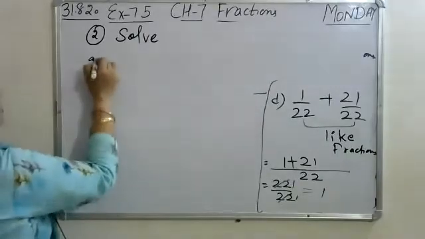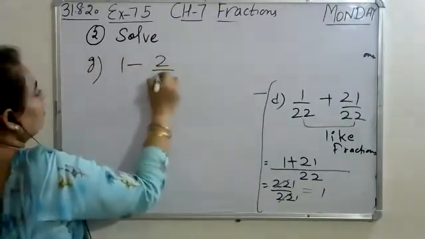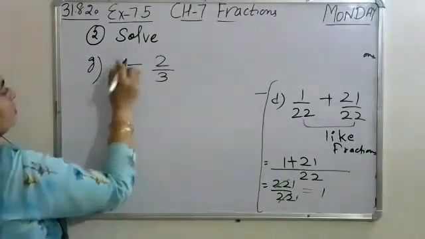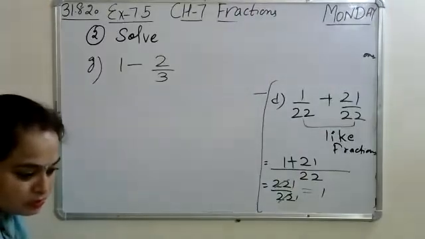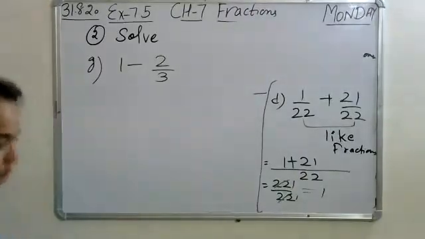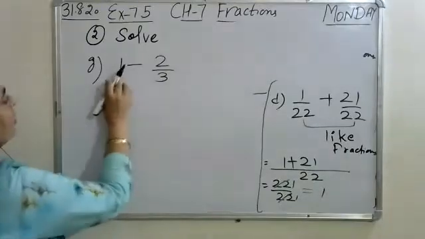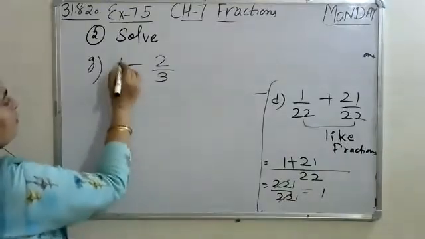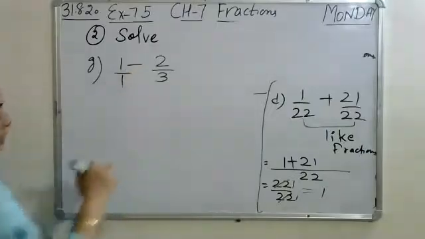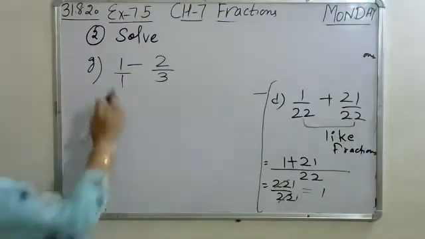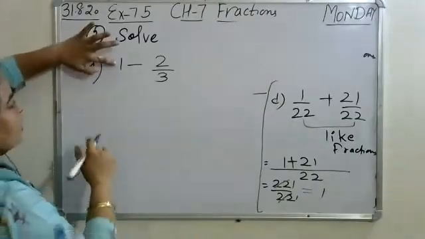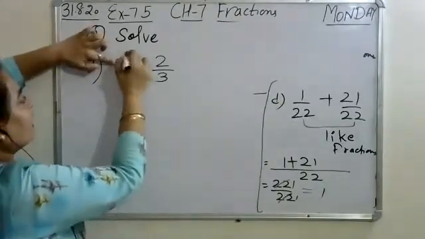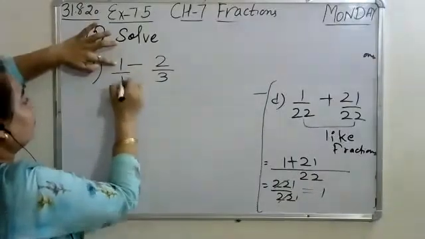1 minus 2 by 3. 1 minus 2 by 3. Now here you will observe this is 1. So we can write this as 1 by 1. I am repeating once again. 1 is given to you. So first of all we will modify it and we will write 1 by 1.